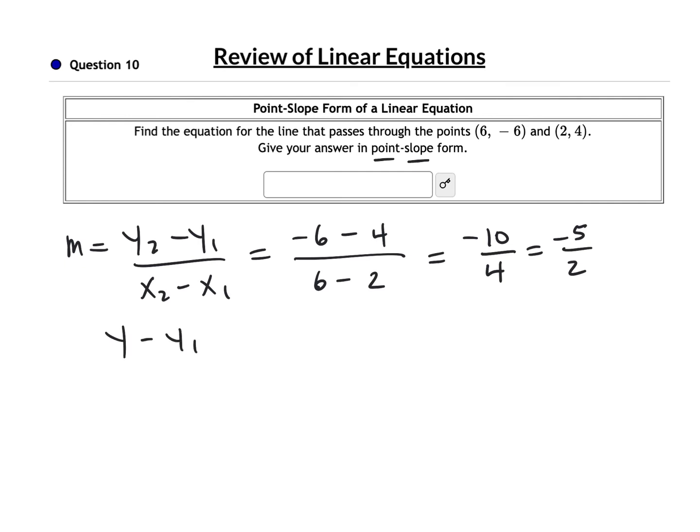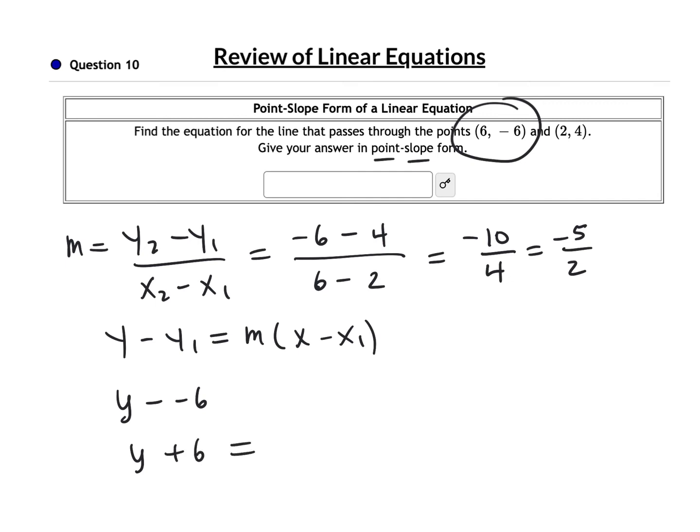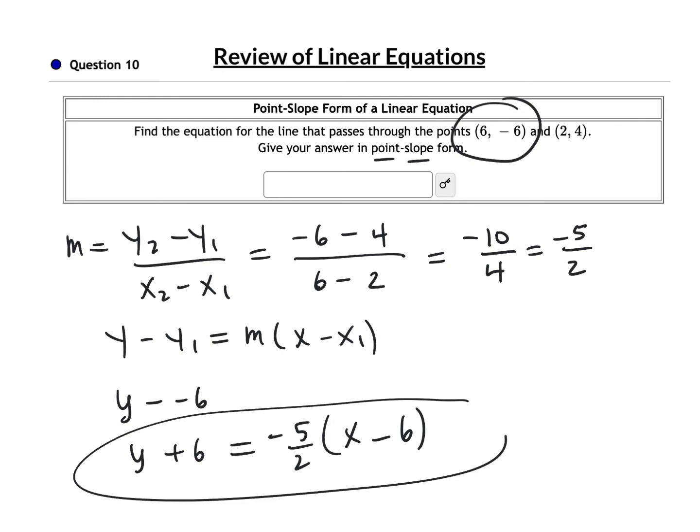Now I'll put that in point slope. Y minus y1 equals m times x minus x1. That's y minus, I pick a point. I'm going to pick the first one. Y minus negative 6. Notice the double negative. That's going to become y plus 6 equals m, negative 5/2, times x minus the x of the point, which is 6. This is point slope form. We are done.